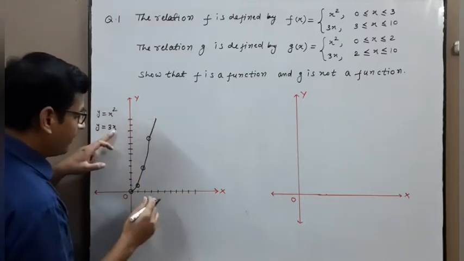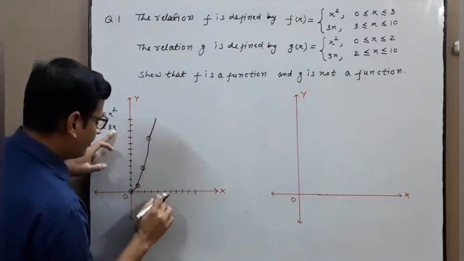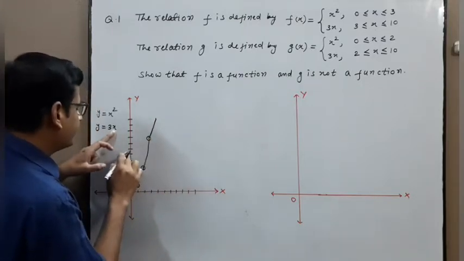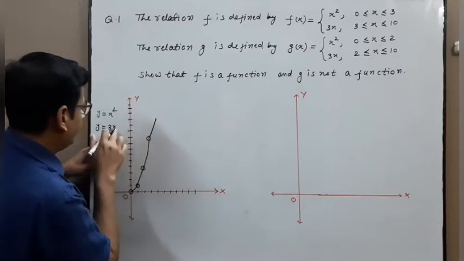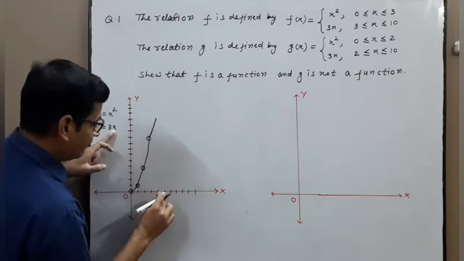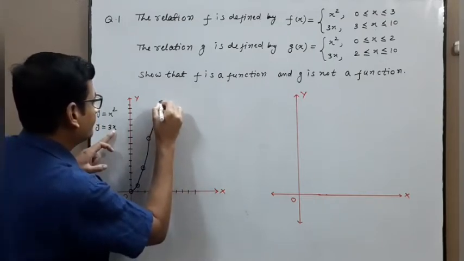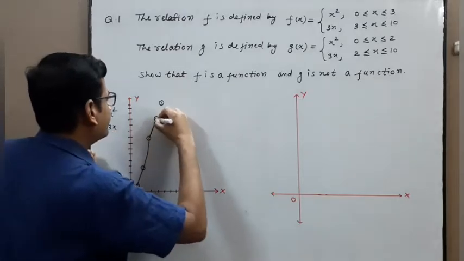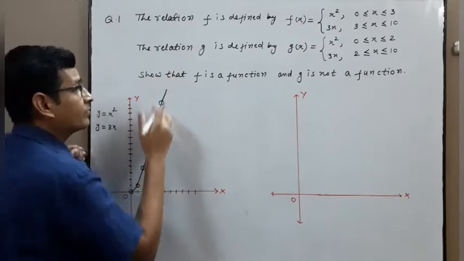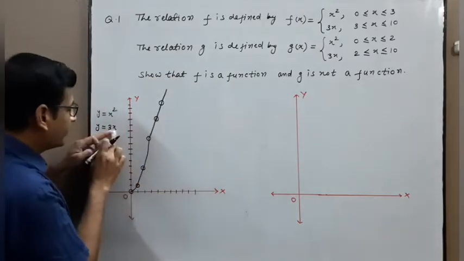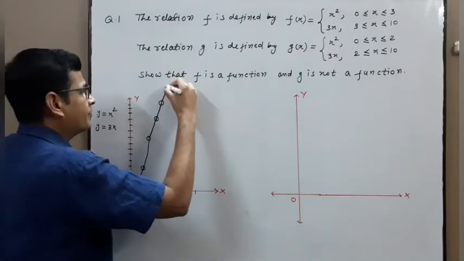At x equal to 5, 5 times 3 is 15. So 1, 2, 3, 4, 5, up to 15. Now join all the points, and we get a straight line. And the last point, continuing, is when x equal to 10, then y equal to 30. Up to 30.